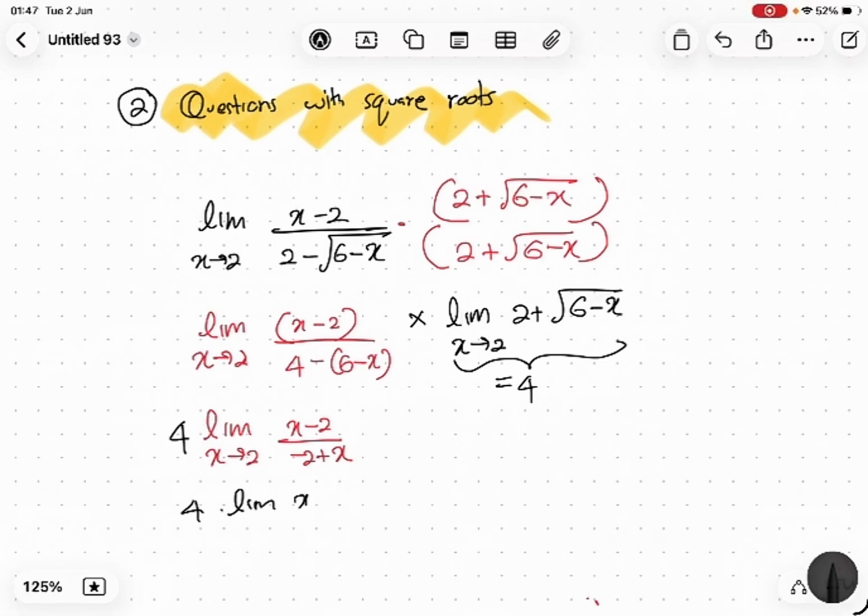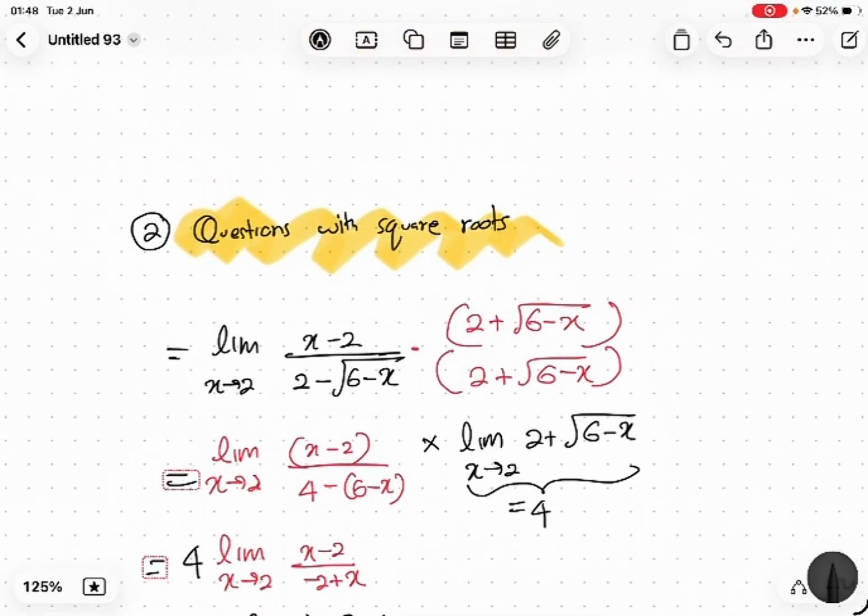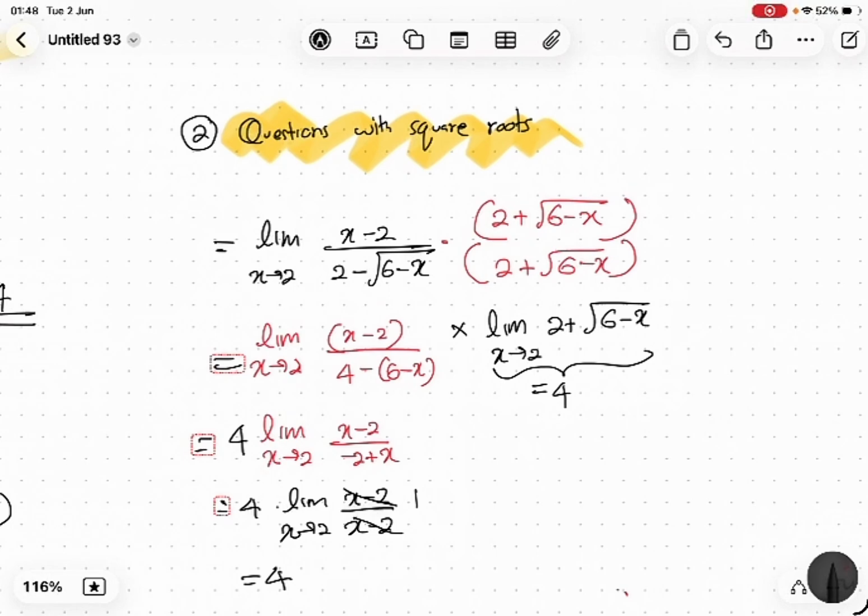Limits of x minus 2 over x minus 2, we can write it like this, when x tends to 2. So these two things get cancelled. Here it is 1. Limits of 1 when x tends to 2 is always 1. Therefore, 4 times 1, the answer is 4. Clear? So that is method number 2 that we have to follow to remove the undefined condition.